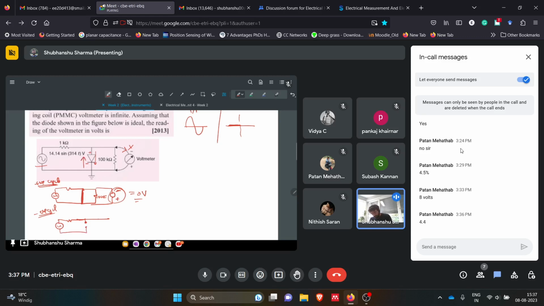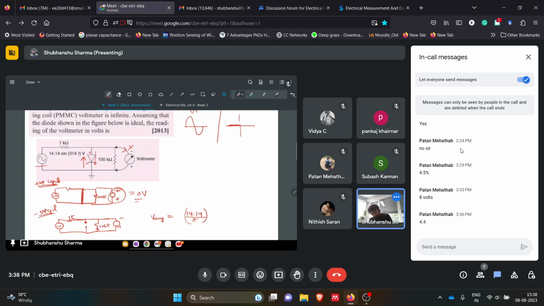So this will be 100k. Now the current will be moving through 100k, and now the voltmeter can read something. We have 100k and we have 1k here. So what will be the value? What we have to calculate is the voltmeter reading, which will be V average. We have 14.14 as the peak value, divided by pi, that is the average of this.